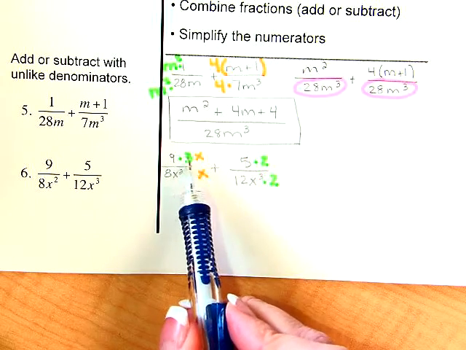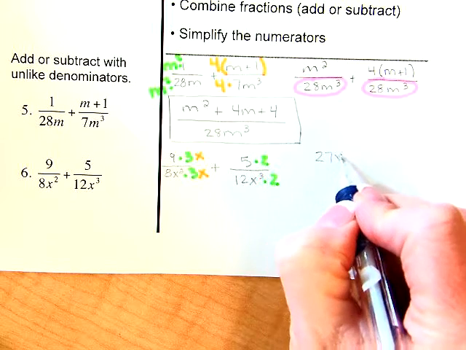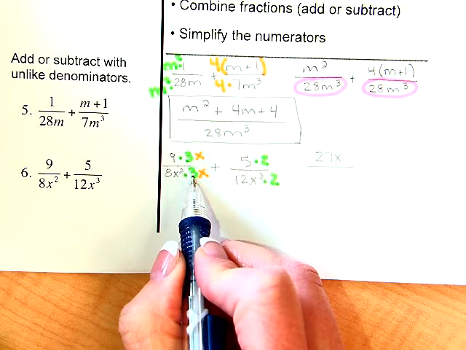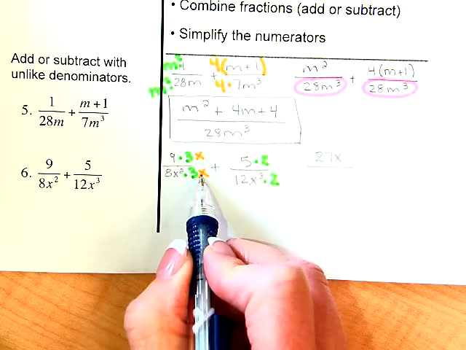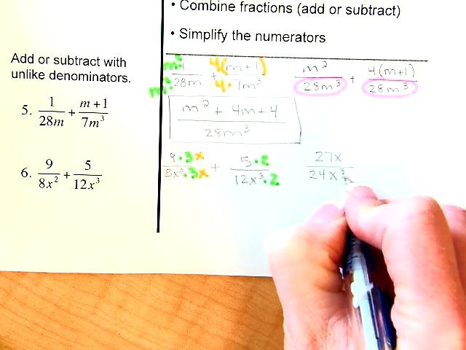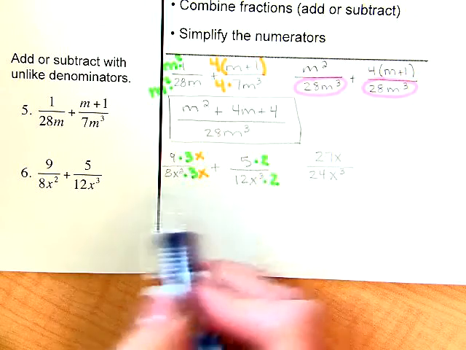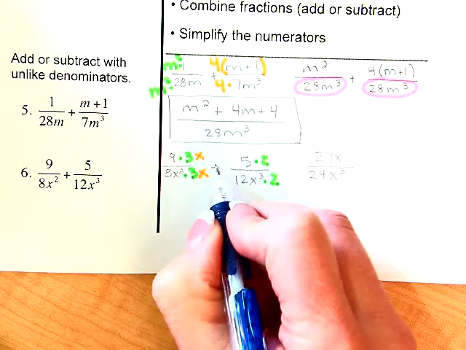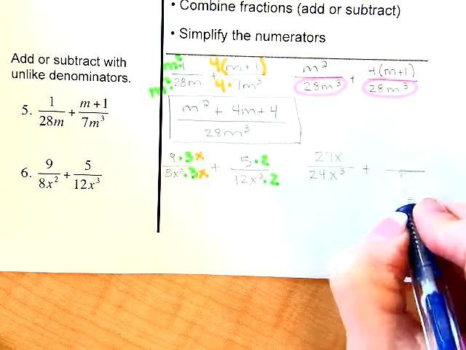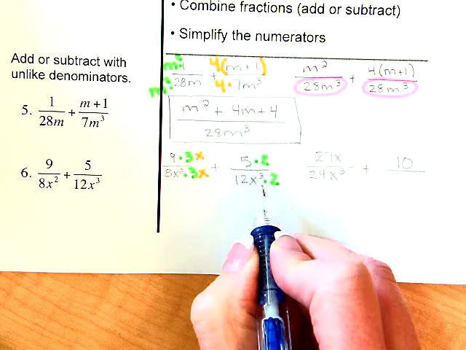So I have 9 times 3x, which is 27x, over 8 times 3 is 24. x squared times x is x cubed, so 24x cubed. And the skill down here is actually chapter 8, where you're multiplying monomials. All right, operation is a plus. Second fraction is 5 times 2, which is 10, and down here would be 24x cubed.